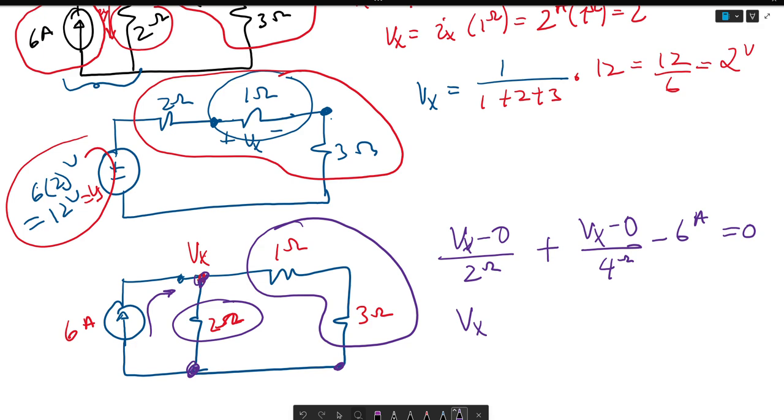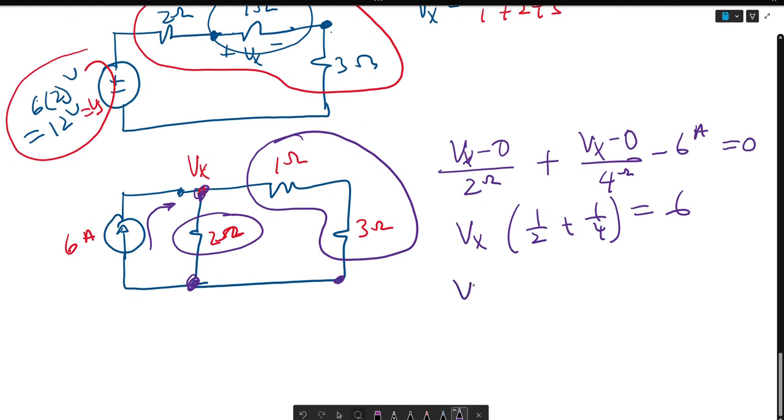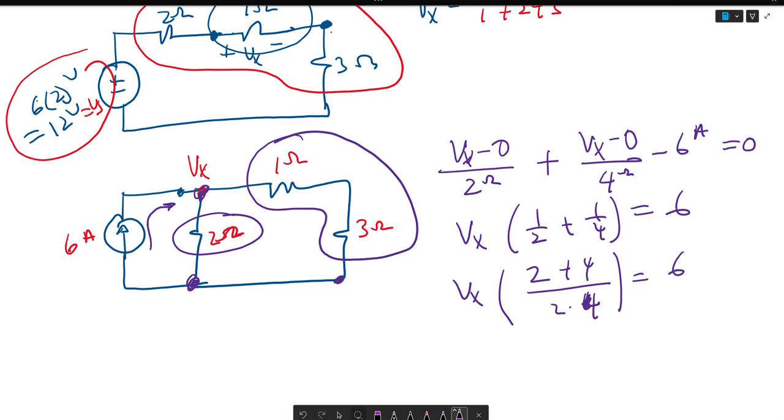We can say that Vx is equal to, let's actually do this. So 1 over 2 plus 1 over 4 is equal to 6. If I make it an equivalent on the bottom, I would get 2 plus 4 over 2 times 4 is equal to 6. And then Vx is equal to 6 times 8 over 6. So that means Vx is equal to 8.